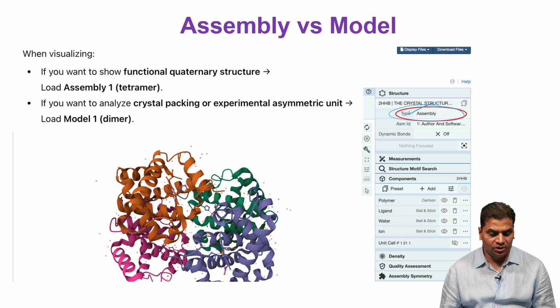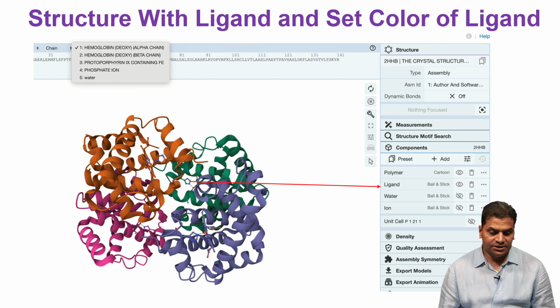If you want to analyze the crystal packing or the experimental asymmetric units, then you can use model 1, which will be a dimer. For the structure with ligand, can we identify where the ligand is? Sometimes when you are purifying a protein, you might actually have a ligand attached to it, so through that you can visualize that too.